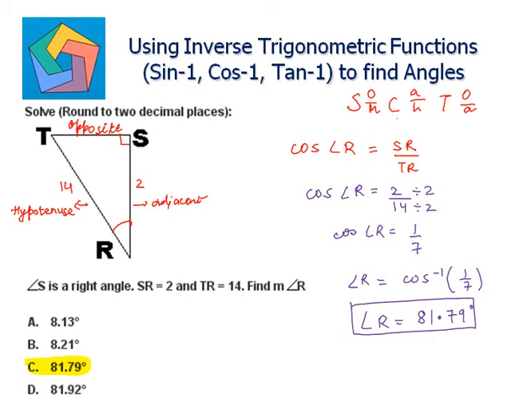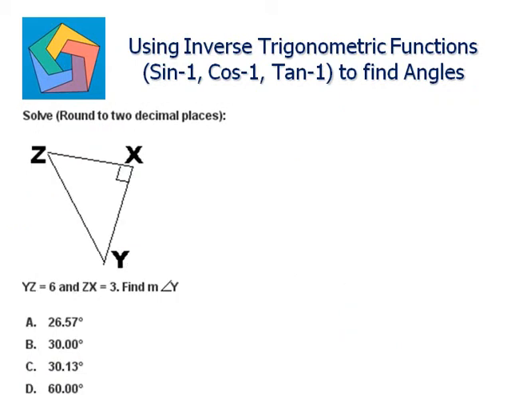Next problem. Solve, round to two decimal places. Triangle ZXY, YZ is 6. YZ is the side opposite to the right angle. Therefore, this is the hypotenuse. ZX is 3 and we need to find the measure of angle Y. ZX is the side opposite to the base angle, so this becomes opposite.